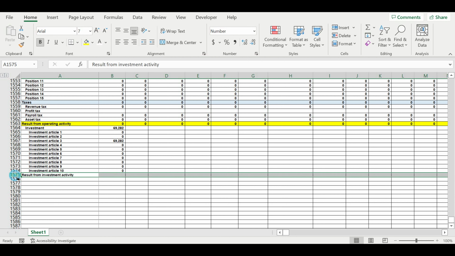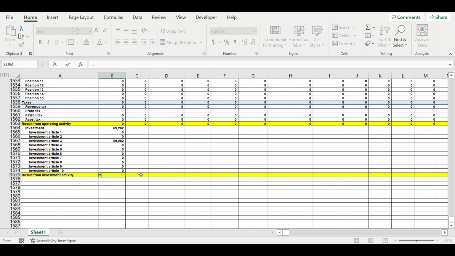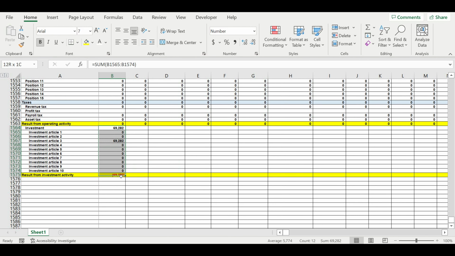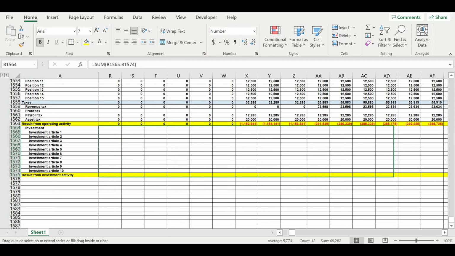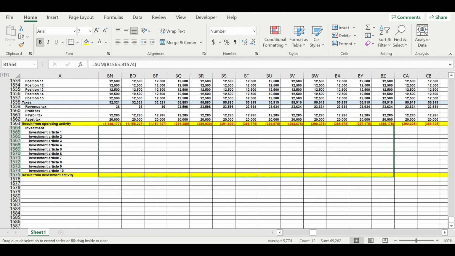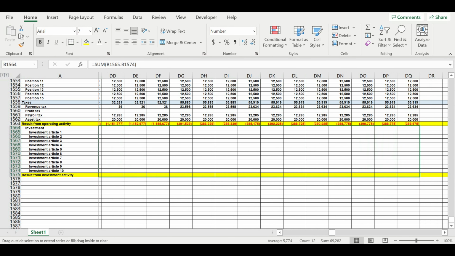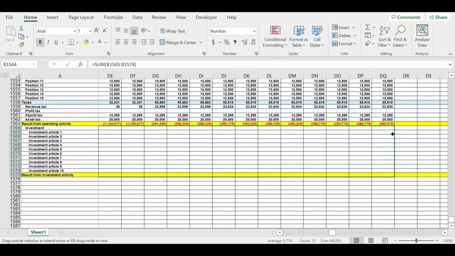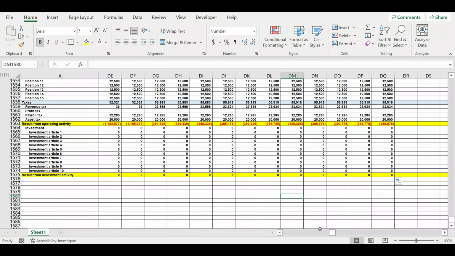This is the second major line inside the cash flow statement. We'll take this value with minus. Pay attention, because the investment is an outflow of capital. Now we will extrapolate this formula to the right. So this is the investment.